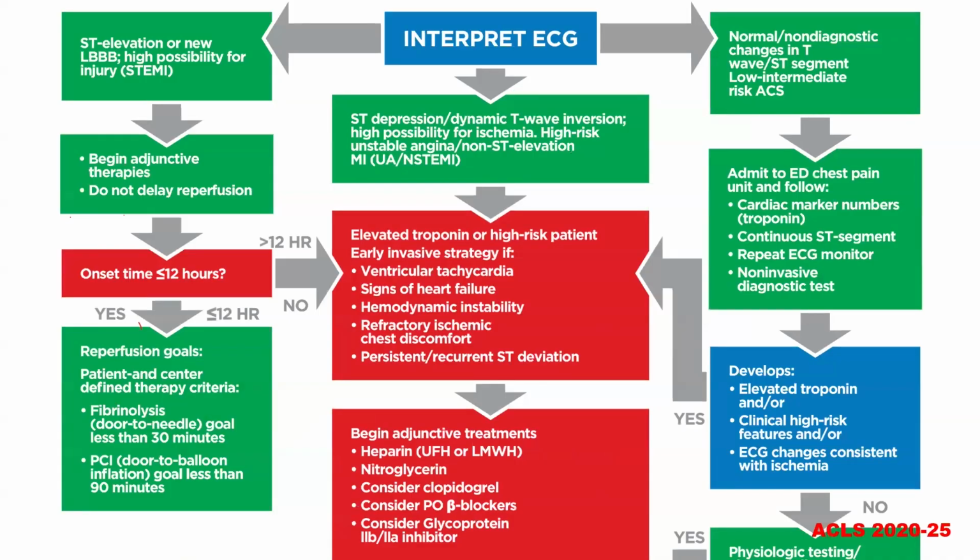So when you get the EKG, it is grouped into 3 groups. One, STEMI, another one is non-STEMI, another one is unstable angina. When there is an ST elevation or new left bundle branch block, high possibility for injury, that means STEMI. Begin adjunctive therapies, do not delay reperfusion. If the onset time is less than 12 hours, reperfusion goals: patient and center-defined therapeutic criteria. Fibrinolysis needs to be given in less than 30 minutes, and PCI in less than 90 minutes.